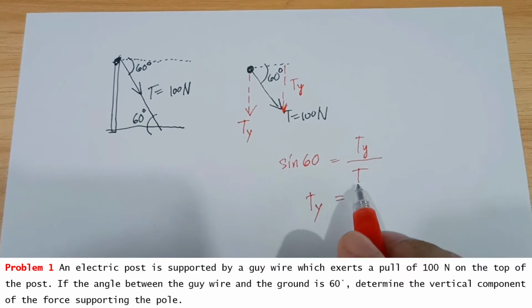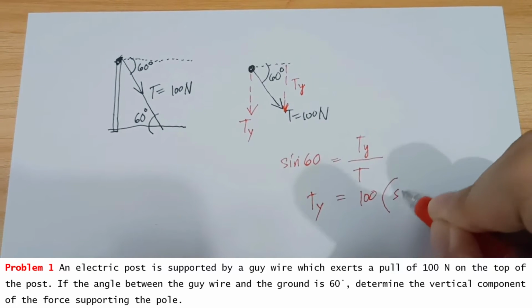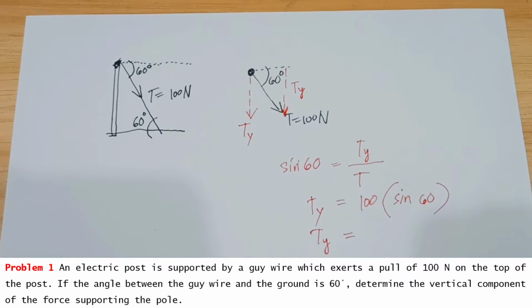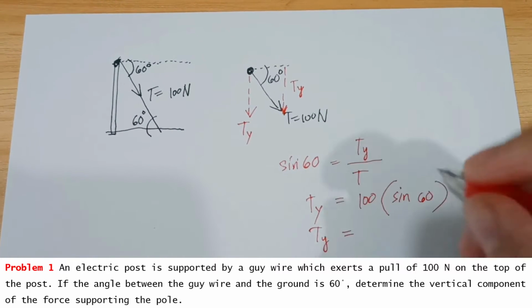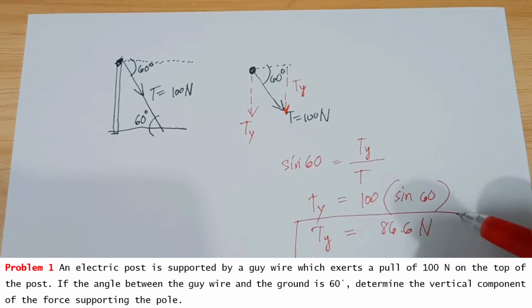TY is equal to T sin 60. Ang T natin ay 100 newtons times sin 60. TY or yung vertical component ng tension natin ay 86.6 newtons. So, ganun lang siya.